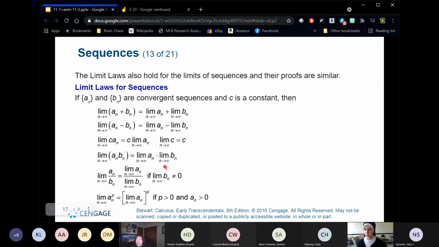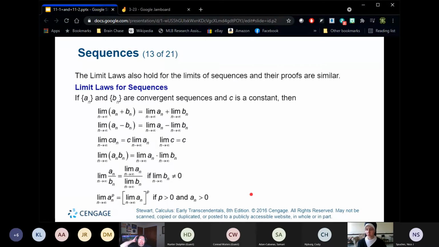For multiplication, I can split the multiplication apart to the limit of each piece. Same thing with division. I can look at the limit as the top goes to infinity, look at the bottom goes to infinity. And the same thing with powers. I can just look at that limit and just take the power to the limit.